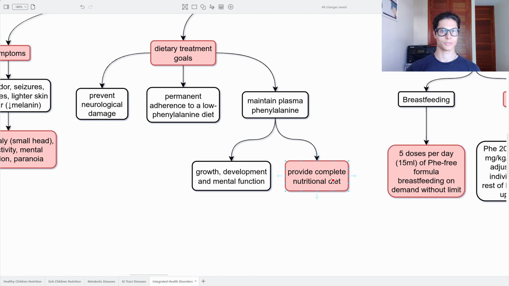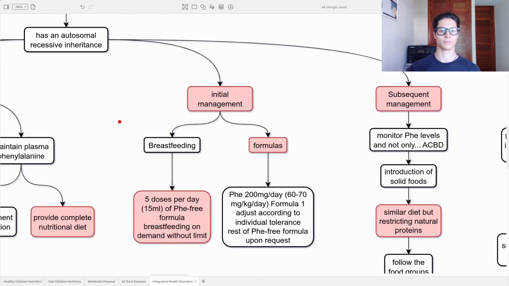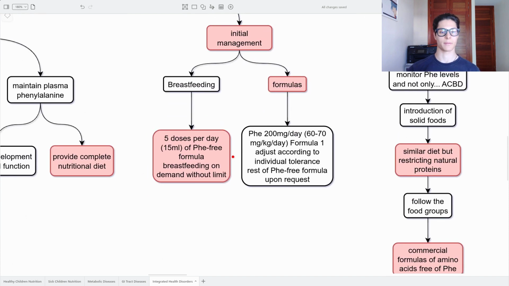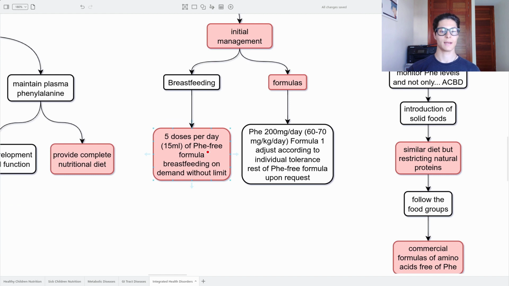Here we are talking about children, and they are in a growth state. So we have to give this essential amino acid, but not in too many quantities. So the initial management is with breastfeeding or formulas. In breastfeeding, 5 doses per day, 15 milliliters of phenylalanine-free formula, and then breastfeeding on demand without limit. So doing it this way, we make sure that part of the phenylalanine of the diet is limited.